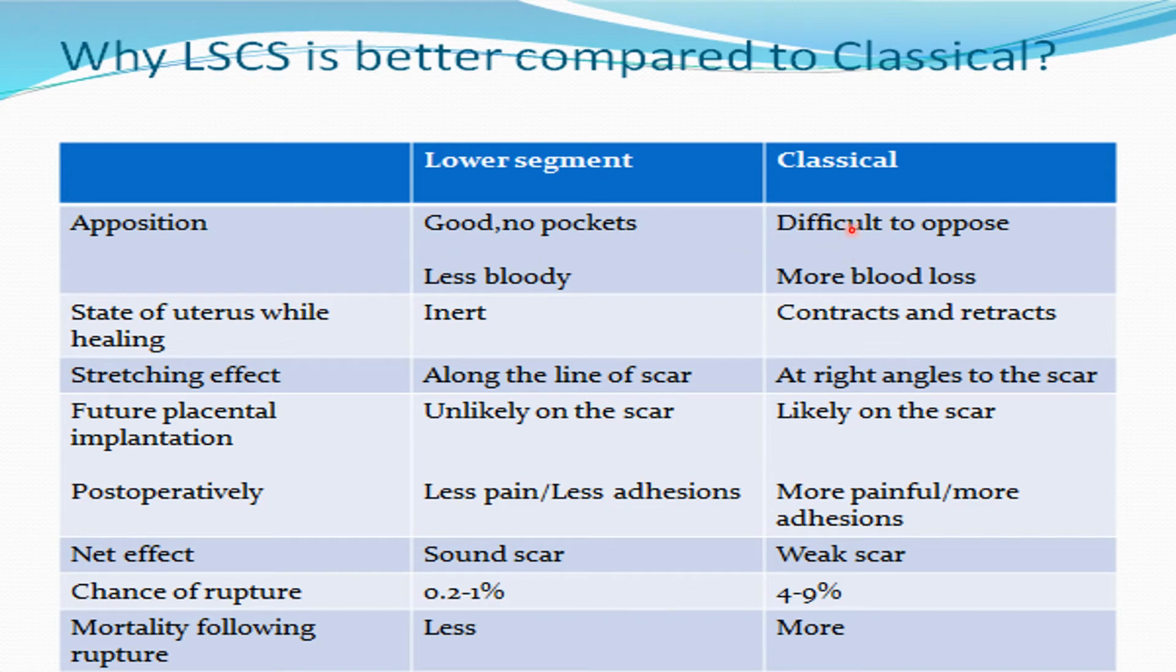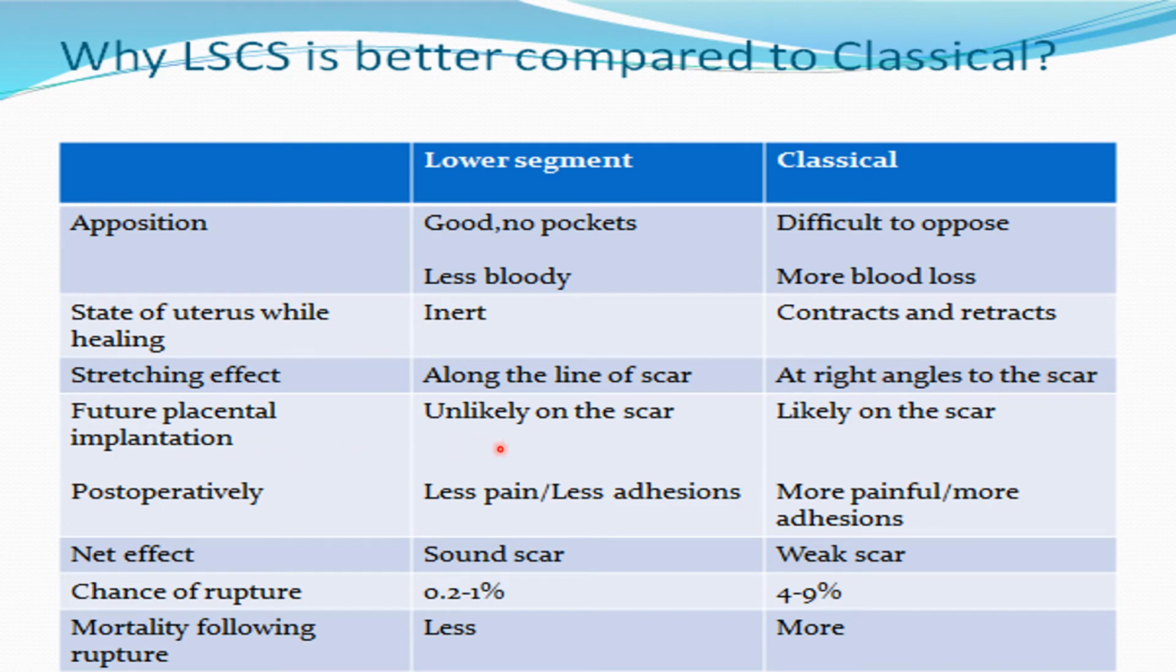Whereas in the case of classical C-section, because the uterine muscle is very thick, the apposition is difficult to do, there is more blood loss and the state of the uterus while healing, it is contracting and retracting. That is, the uterus is continuously active. So naturally the healing process will not be very good. The stretching effect during labor will be at right angles to the scar.